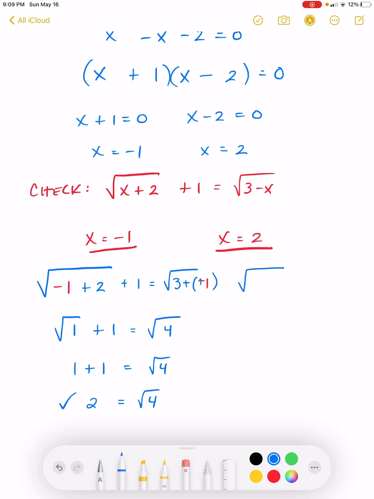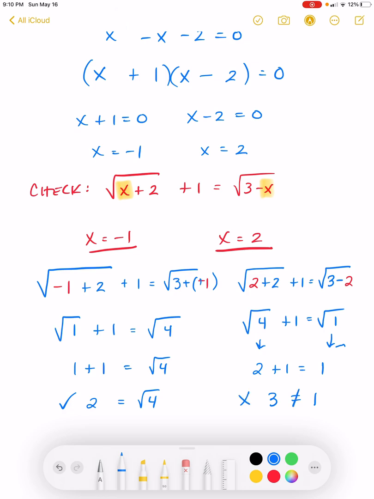This is going to be the square root of 2 plus 2, plus 1 equals the square root of 3 minus, and what I'm doing is plugging in the 2 for both of these x's, right? So I plugged it in for this x and this x. Now let's work this out and see what's going on. The square root of 2 plus 2 is 4, plus 1, and that equals 3 minus 2, which is 1. So square root of 4 is 2, square root of 1 is 1, and what we see is this says that 3 equals 1, which is not true. Okay, so it's pretty clear to see.